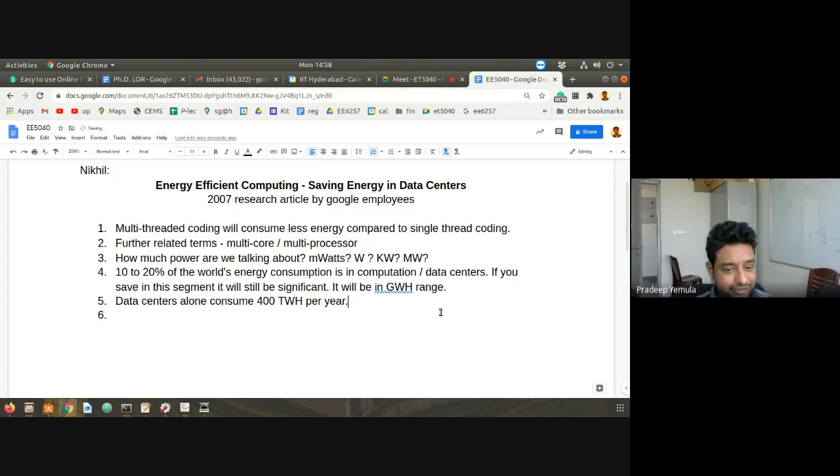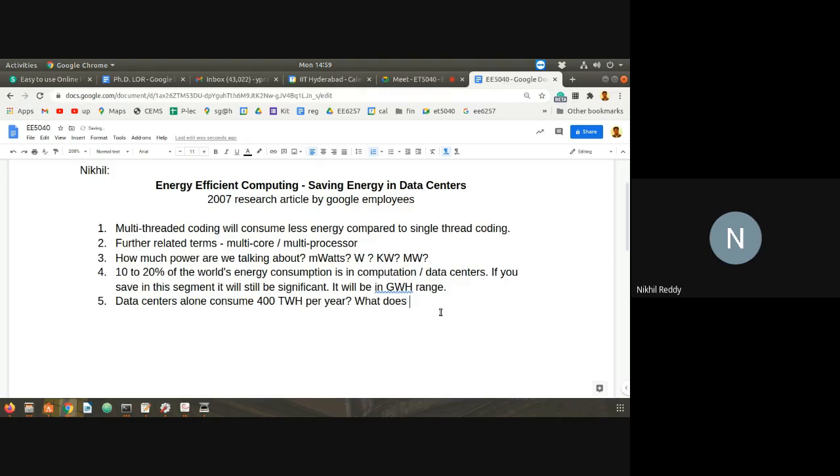So, by the way, when we mention this kind of numbers, you should get some understanding of what this number actually means. What does 400 terawatt hours per year mean? Just by saying 400 terawatt hours, it doesn't make sense. So, can we have some kind of understanding of this number?